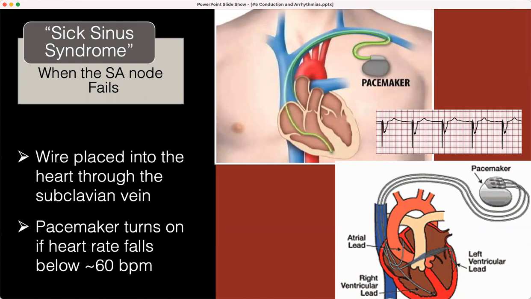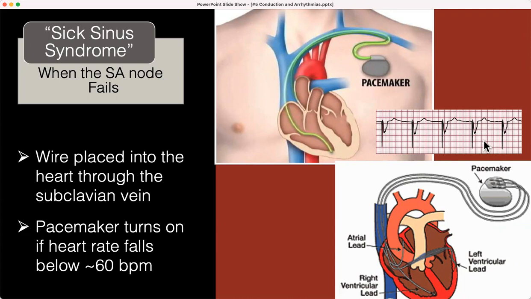It can either go into the atrium, but a lot of times they'll put it into the ventricle, and then it'll give that electrical signal at, usually, around 60 beats per minute. So they can put in either atrial leads, ventricular leads, or both. If they put in both, it's a much more coordinated contraction and you have a better cardiac output. So a lot of times they like both.